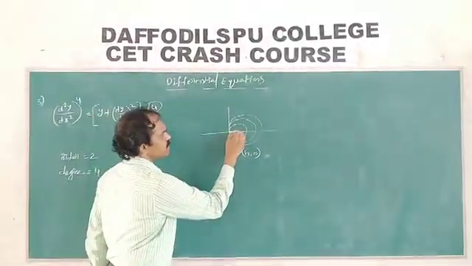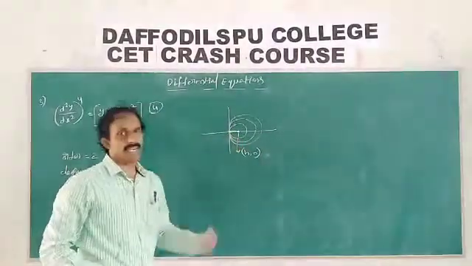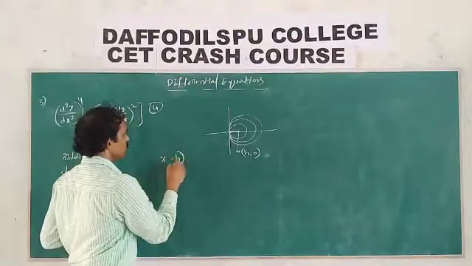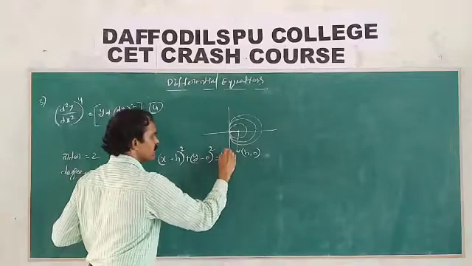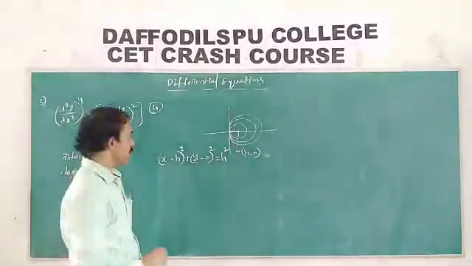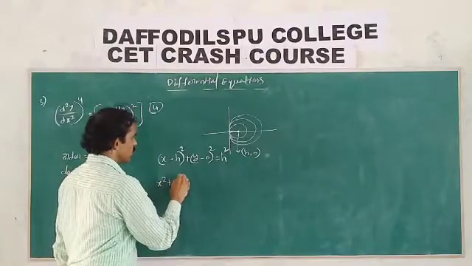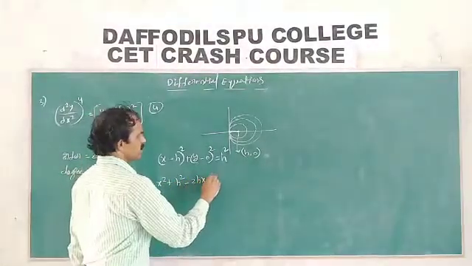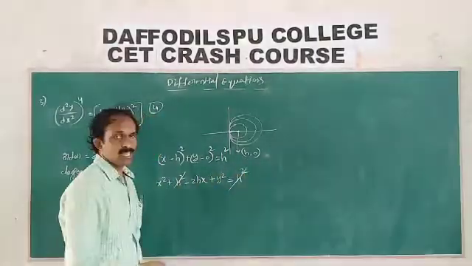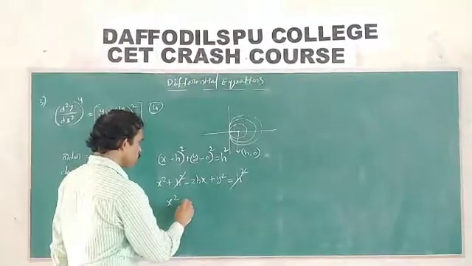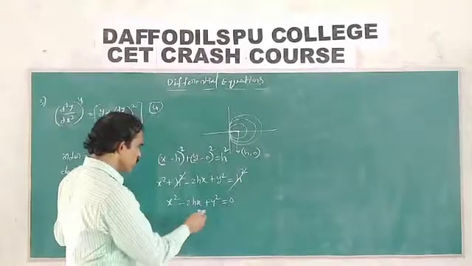What is the radius of this one? It touches the y-axis, so the distance from the center is the radius only. Therefore, the equation is (x minus h) whole square plus (y minus 0) whole square equals the radius, which is also h, so h square. Expand this one: x square plus h square minus 2hx plus y square equals h square, h square cancels. x square minus 2hx plus y square is equal to 0.